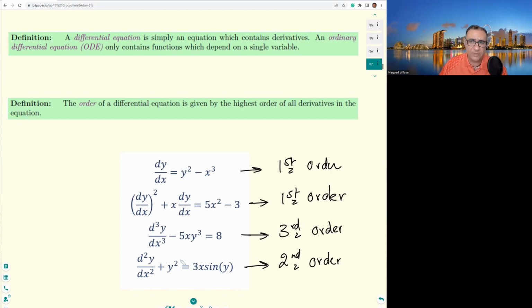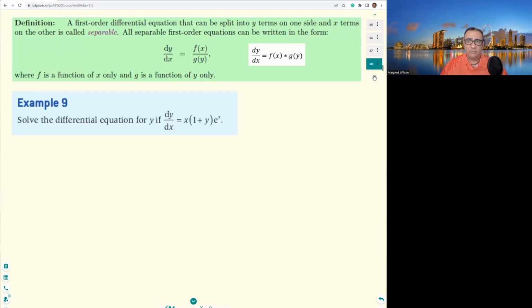Okay. Now, next, which is really the core of our session today, the separable differential equation. As I mentioned in the introduction, the separable is one of 4 types of differential equations you need to master basically in this program.